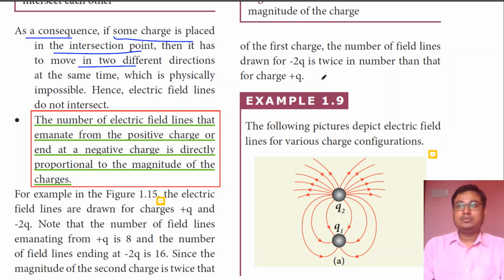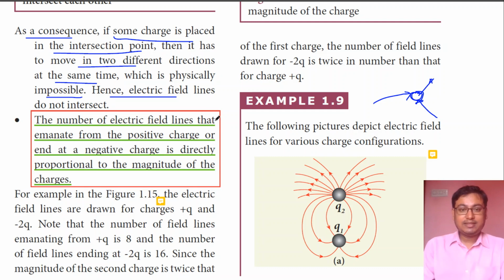If you have seen that an object has two forces acting on it from two different places and directions, the object will always move in the resultant direction. But here, if two electric fields act from the same point, then the charge at point P has to move in two different directions at the same time, which is impossible in physics. Hence electric field lines do not intersect each other.